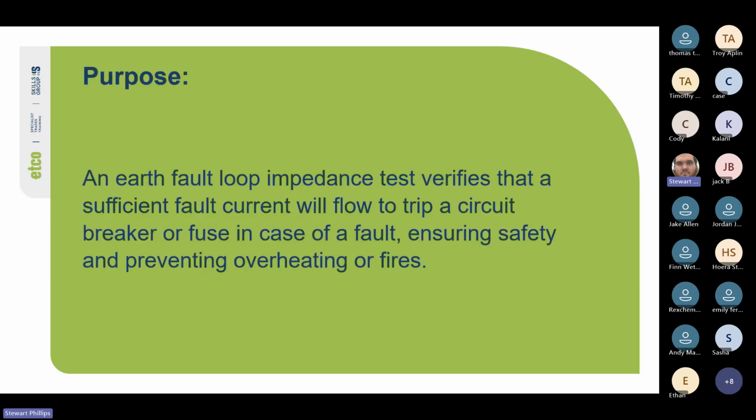Cool. So the main reason we do it: the earth fault loop impedance test verifies that a sufficient fault current will flow to trip a circuit breaker or fuse in case of a fault, ensuring safety and preventing overheating or fires. You remember when we looked at our circuit breakers, we're checking to make sure the fault current will be high enough to trip that circuit breaker instantaneously, usually at about 7 times its rating. So if you get a fault current of at least 200 amps and it's a 20 amp breaker, that's 10 times the current, you know it's going to trip it.